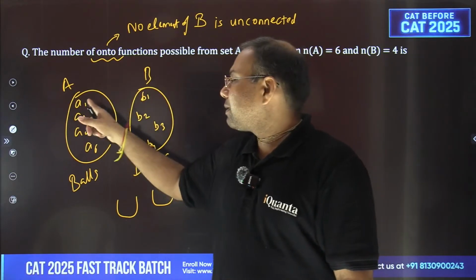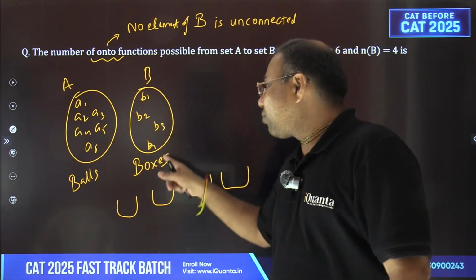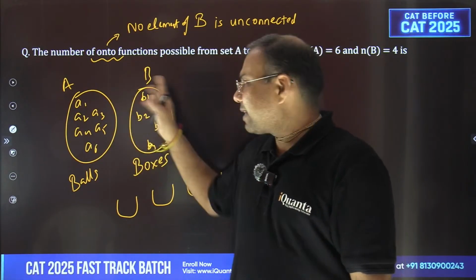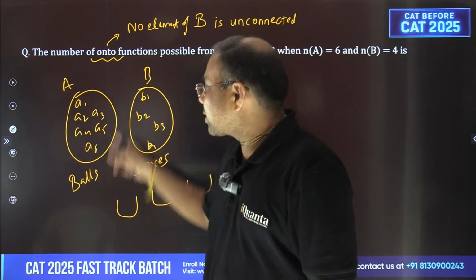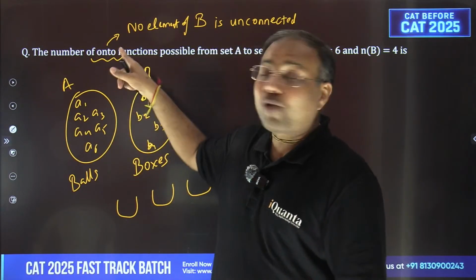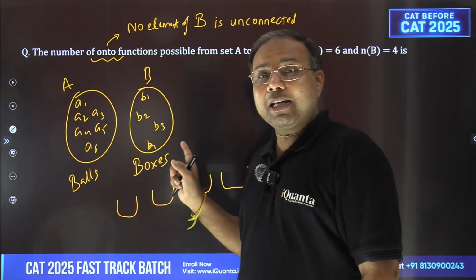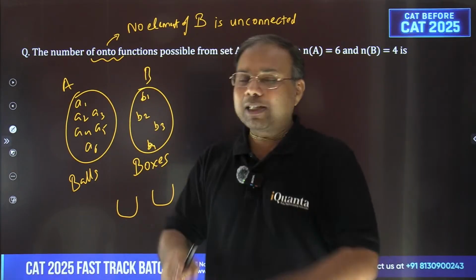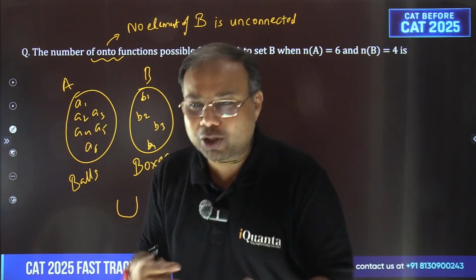So now ball A1 could go in any one of these 4, and A2 can go again in any one of these 4, like that. But can I put all these 6 balls into the same box? That could have been the case, but when I am talking about onto function, it means no box is to be empty. So every box must get some balls. Fine. So it is a complete question of arrangement only, right?